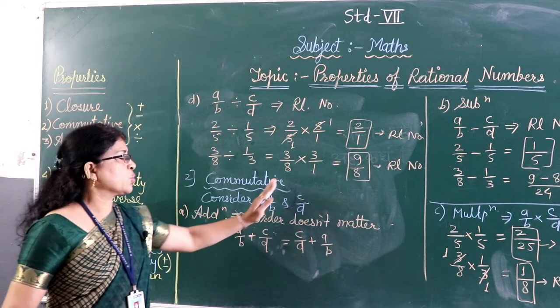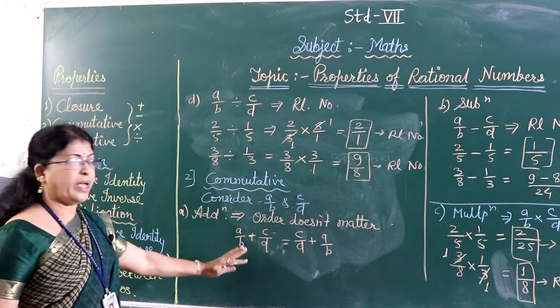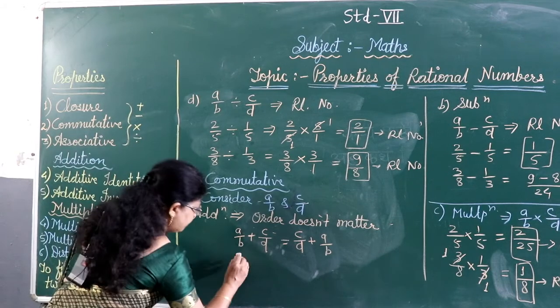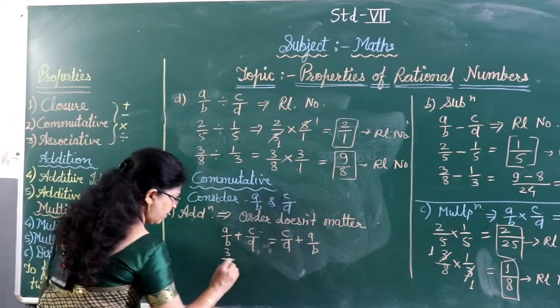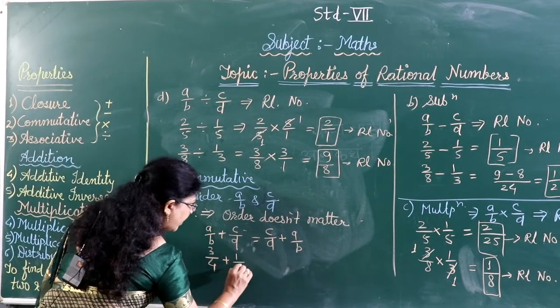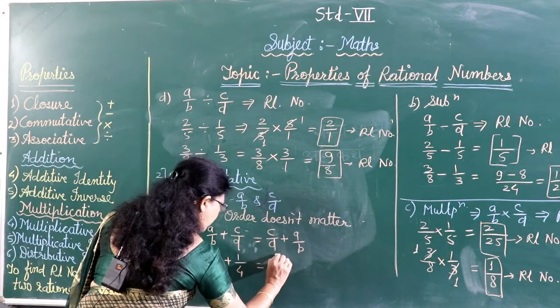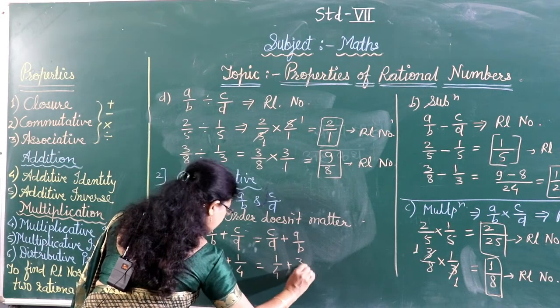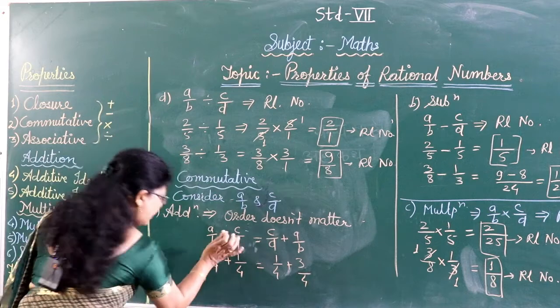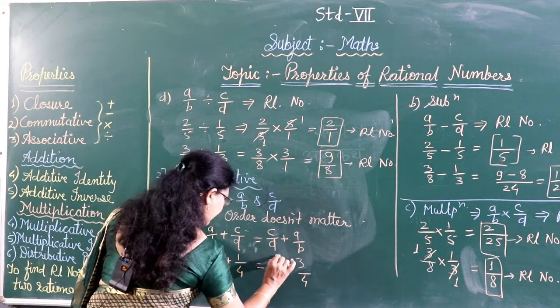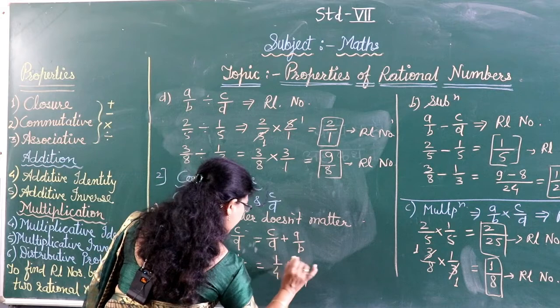This property is called commutative property. Now instead of a by b and c by d, we will write the numbers. 3 upon 4 plus 1 upon 4, whatever answer. Is it equal to 1 upon 4 plus 3 upon 4, or instead of 3 I am taking 5. Here I am taking 1 and here is 5.